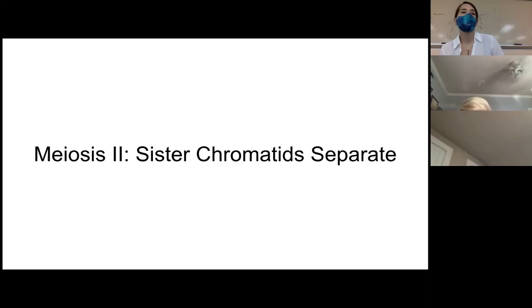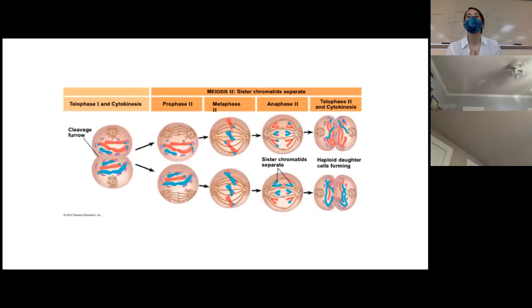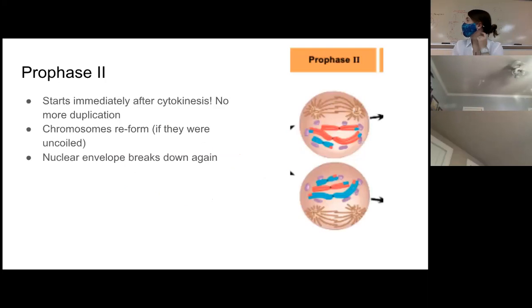So what do you think our first step is? Interphase. No, prophase. We're still in meiosis. We never went back to interphase. Interphase is its own separate thing. Remember that, okay? So we go back to prophase, but now we're in prophase 2. In prophase 2, this starts right after cytokinesis. This is happening with these products of meiosis 1.